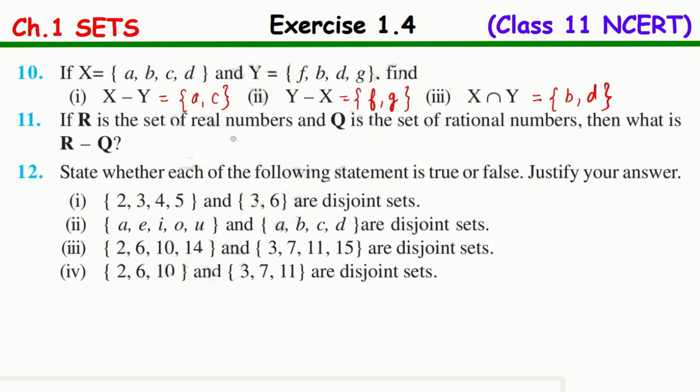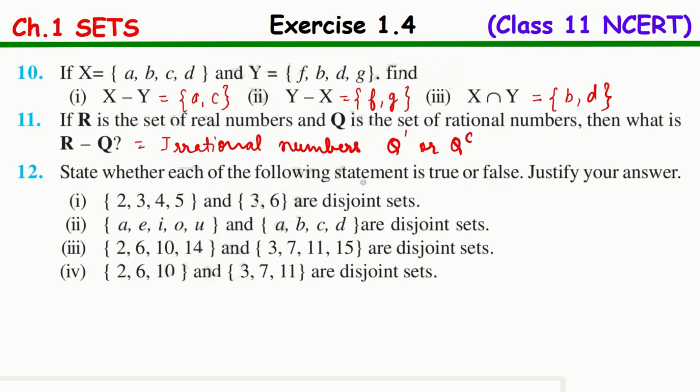If R is the set of real numbers and Q is the set of rational numbers, then what is R minus Q? So from real numbers you have to remove all the rational numbers. So what we are left with? We are left with irrational numbers, which are denoted by Q dash or Q^C.